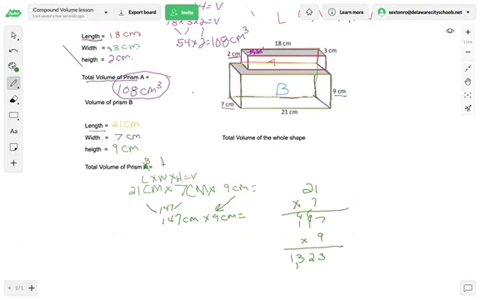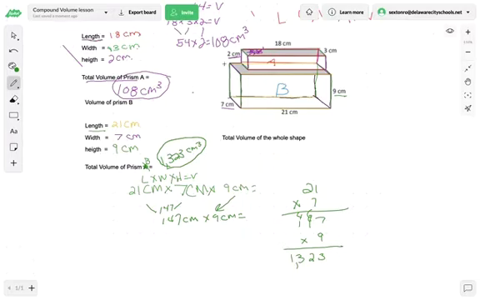is 1,323 centimeters. What are they? Shout it out so I can hear it. Come on, CJ, what is it? Centimeters cubed, right. So that is the volume of B.